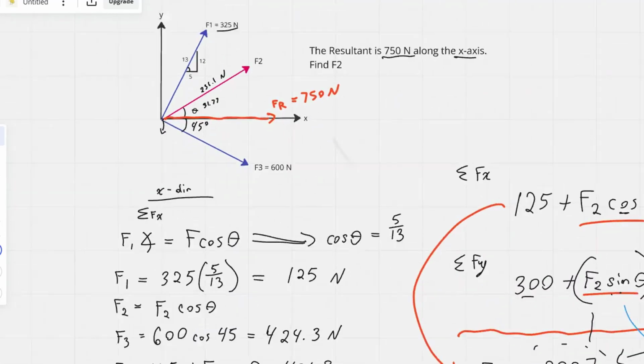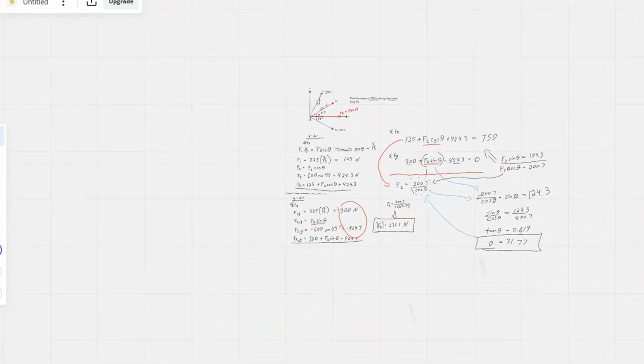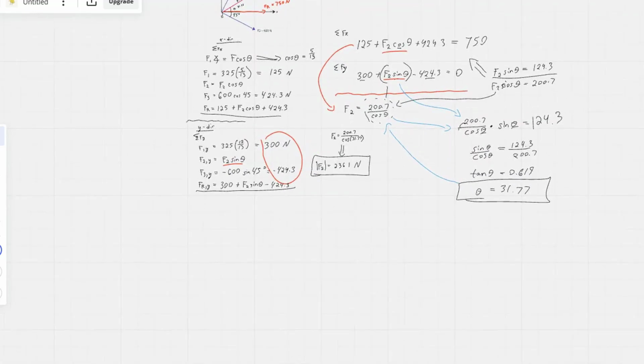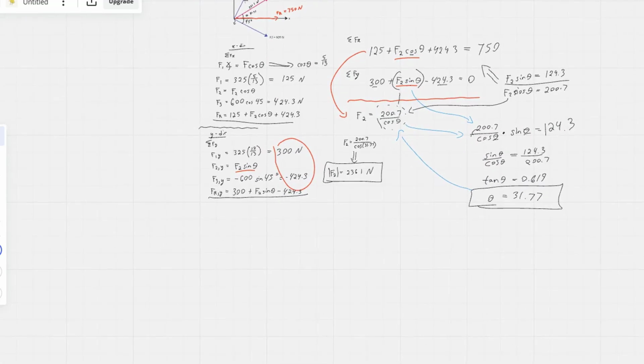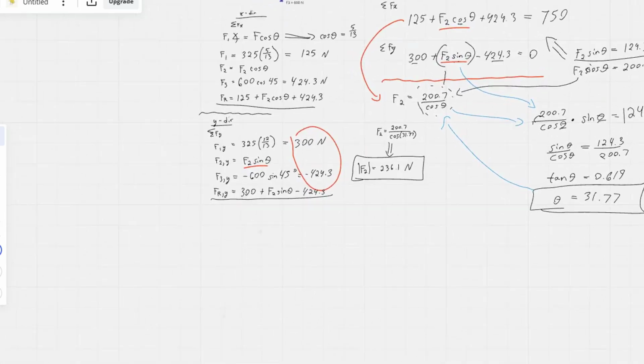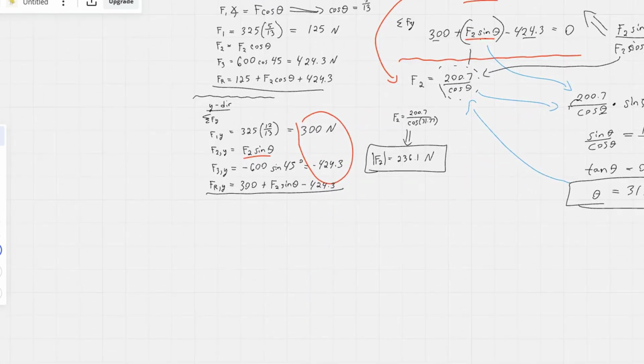And if I were to put this in final, well, we've already circled our answer. So these are our answers. We found F2, and that would be our final answer.